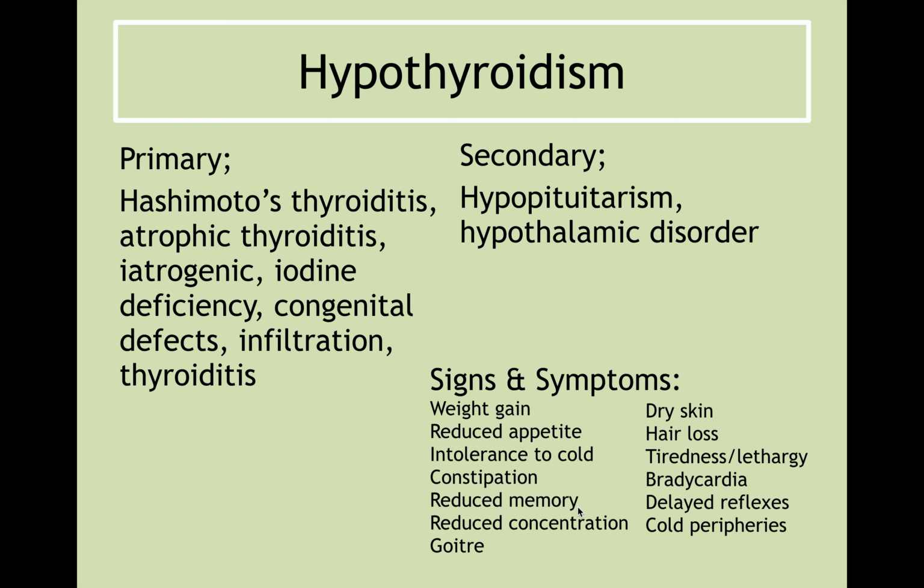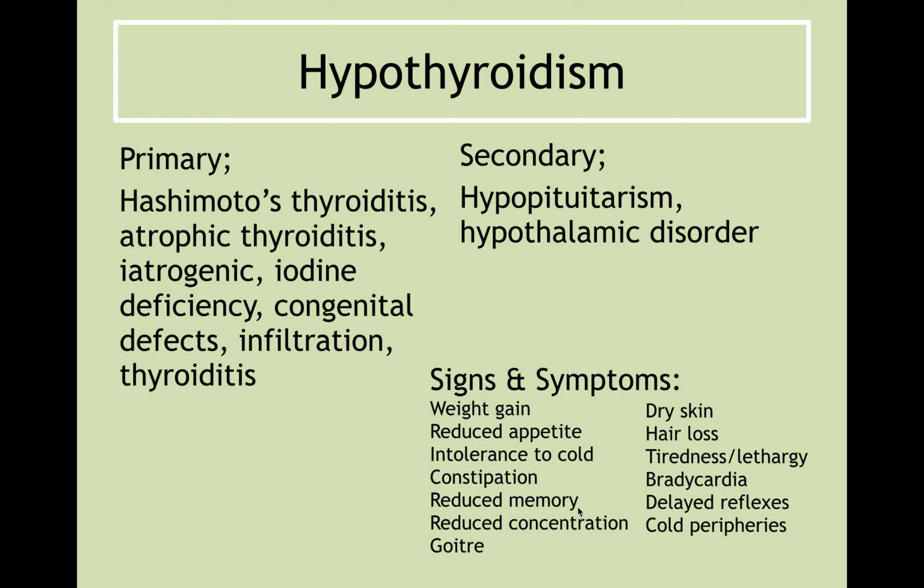Hashimoto's thyroiditis is an autoimmune type of hypothyroid. It's associated with a painless diffuse goiter. There's also atrophic thyroiditis, which is also an autoimmune cause. Iatrogenic causes include radiotherapy to the neck.